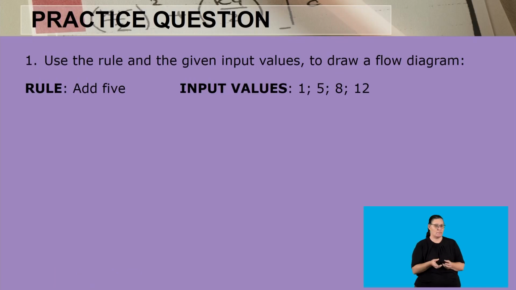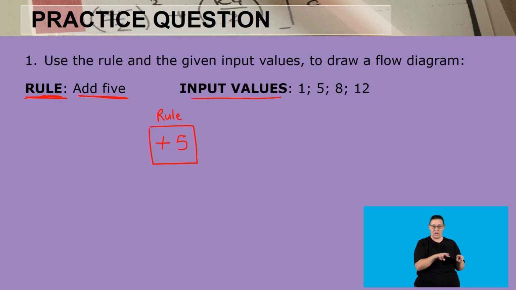So the first question that we have been given here is, use the rule and the given input values to draw a flow diagram. So we remember what a flow diagram looks like. Well, firstly, we have the rule in the middle. So this is going to be where the rule goes. And here we've been given the rule as to add 5. So we know that we are going to add 5. But what are we adding 5 to? Of course, yes, we are adding 5 to our input values.